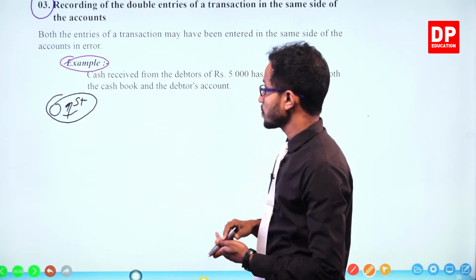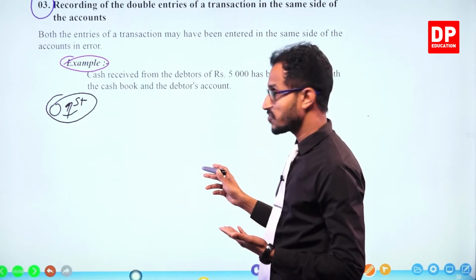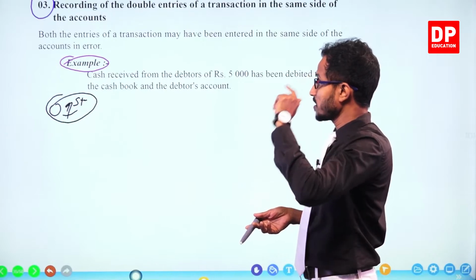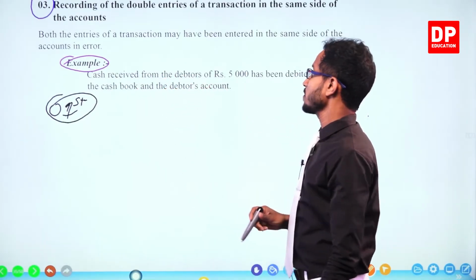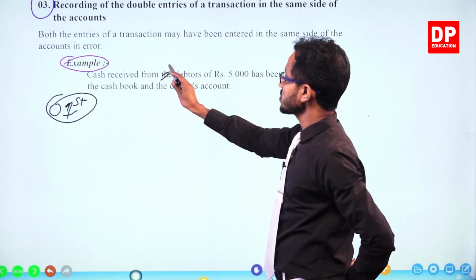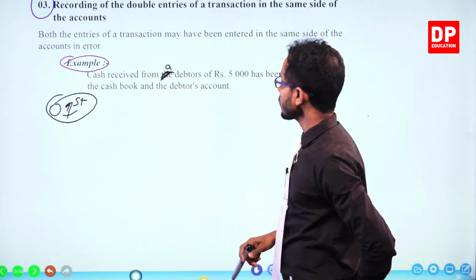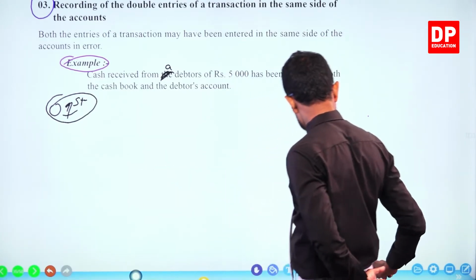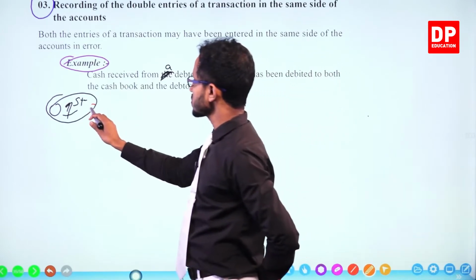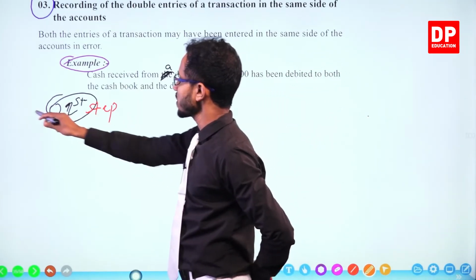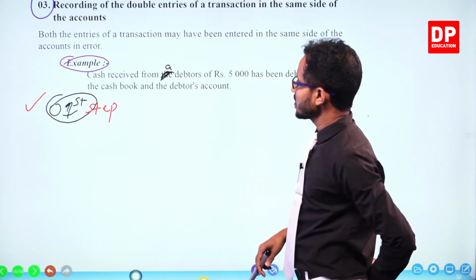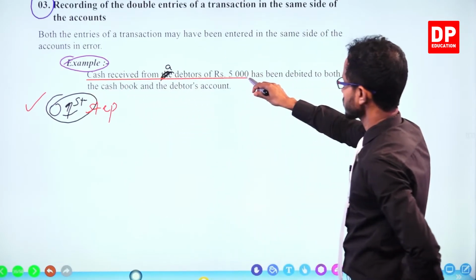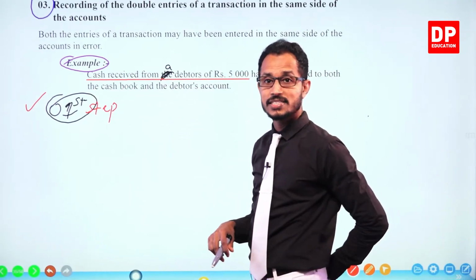So let's get to the first step. First things first, of course. Identifying the transaction, cash received from a debtor, 5,000. That is the transaction, right? So first step done. Identifying the transaction, we are done with it. This is the transaction.